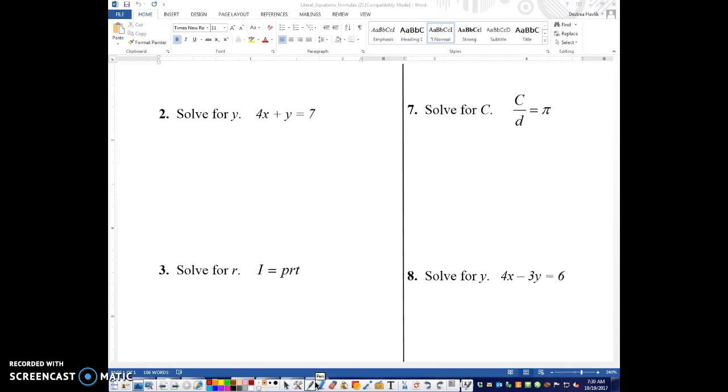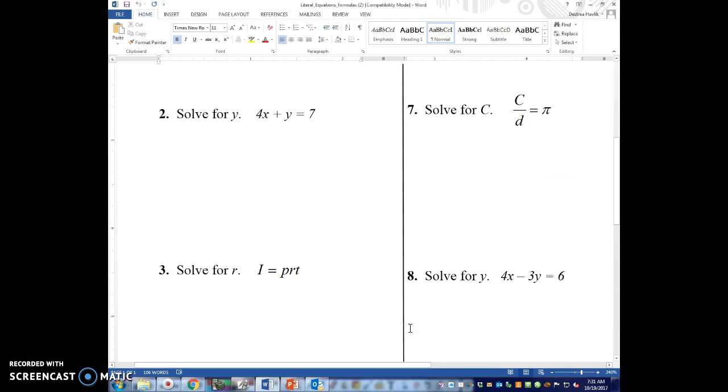Okay, for number 7, what are we solving for? C. So how are we going to get rid of that d? Multiply, because it is being divided, so we do the opposite. We need to multiply by d. Okay, so that cancels out, so c equals pi times d. Okay? All right, I'm going to do one more with you.